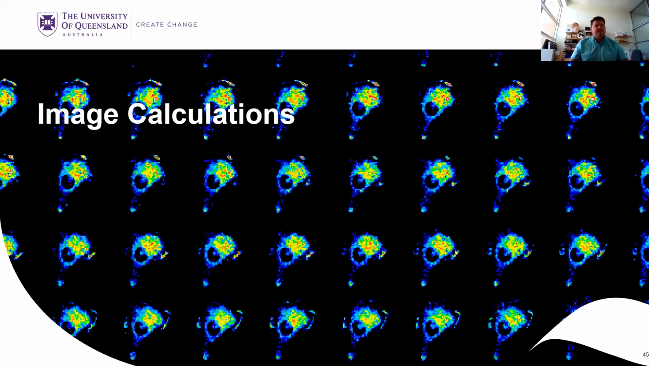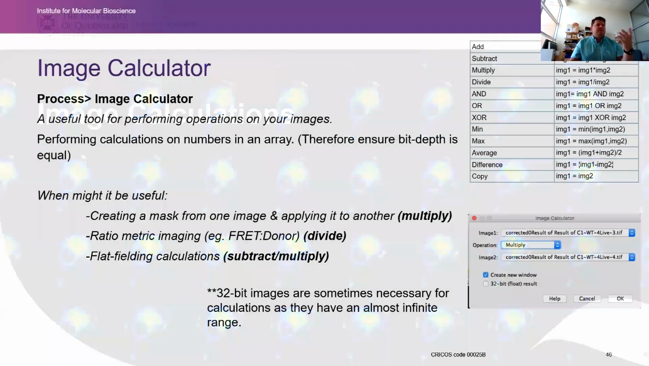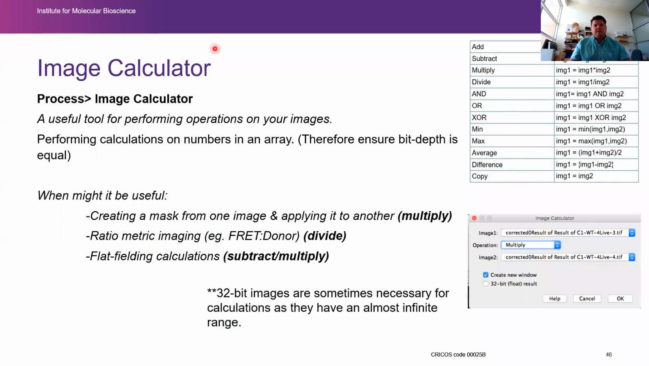So you can perform image calculations in Fiji. Before, where we were doing the math on one image and just taking away something, you can actually multiply two images together or divide one image by the other, because it's just an array of values. And so you can perform these arithmetic operations on entire images using the image calculator. And that's under Image, Process, Image Calculator.